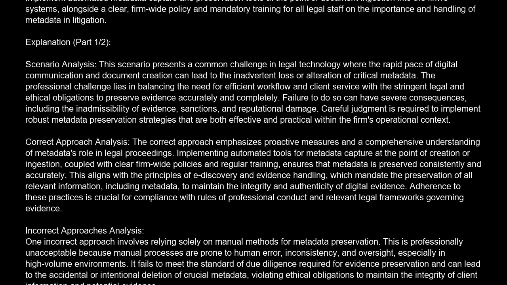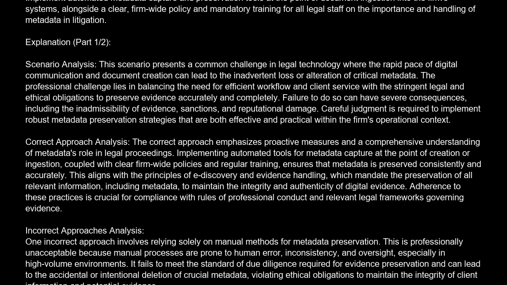This aligns with the principles of e-discovery and evidence handling, which mandate the preservation of all relevant information, including metadata, to maintain the integrity and authenticity of digital evidence. Adherence to these practices is crucial for compliance with rules of professional conduct and relevant legal frameworks governing evidence.